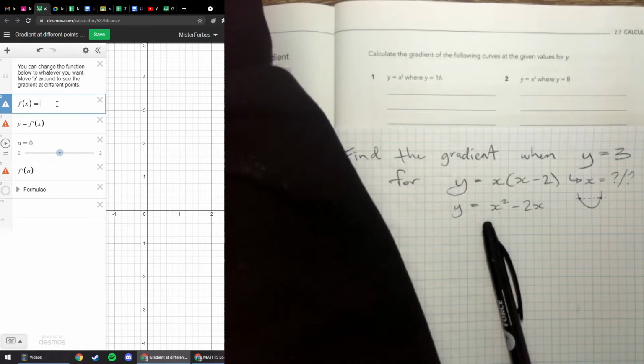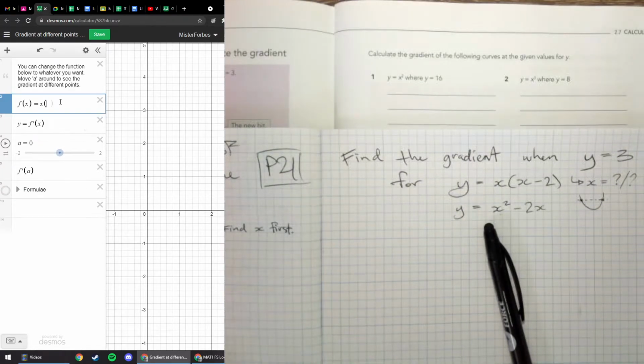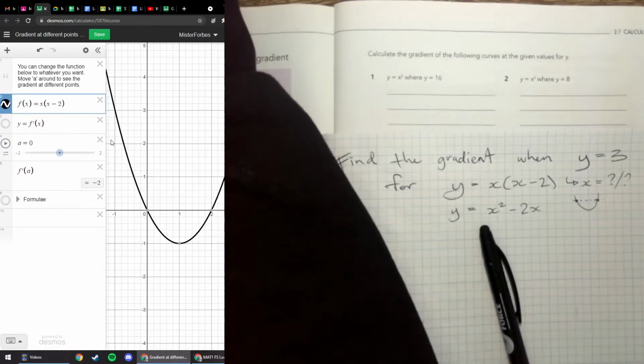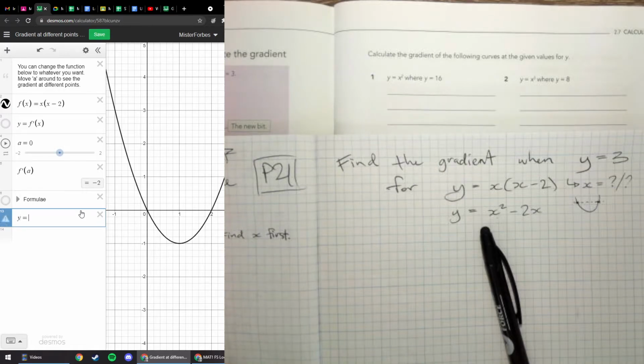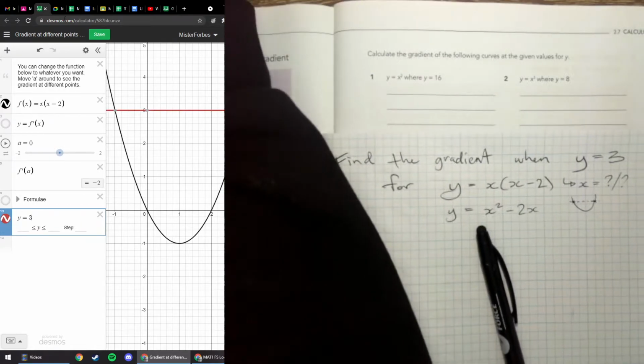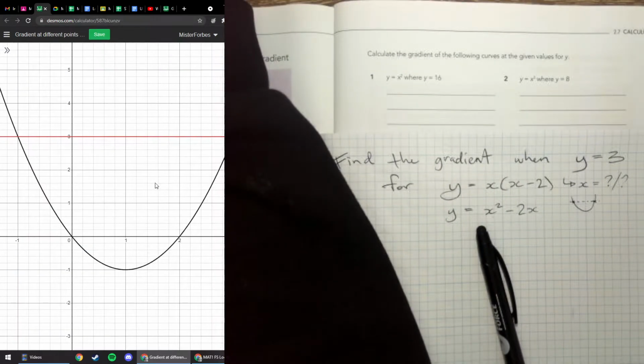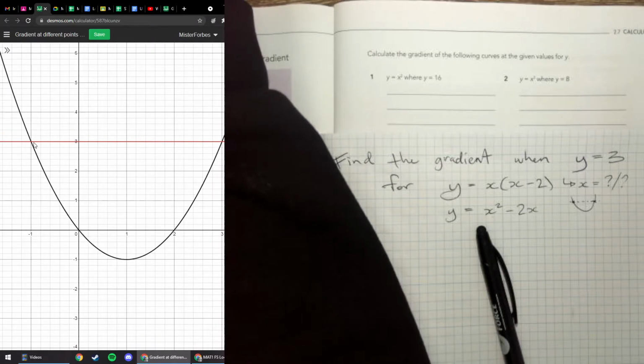Let's have a look at them. So on here I'm just going to type that in: x bracket x minus 2. You can use this if you want, by the way, at home. And we're trying to find out when y equals 3. So it's a parabola, and we can see there's actually two places where y equals 3. Those are going to be our two x values. Let's find out how to find those x values first.